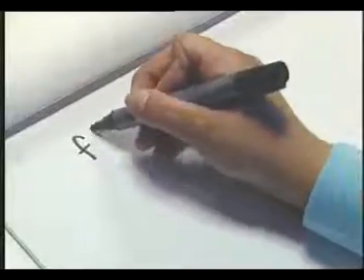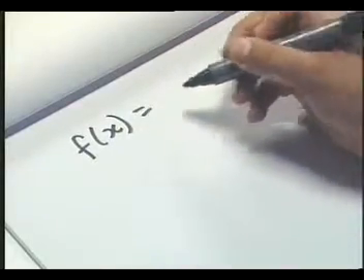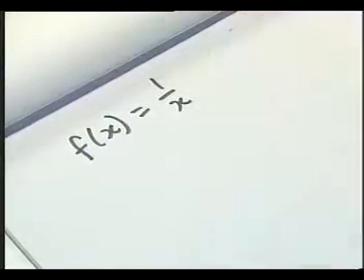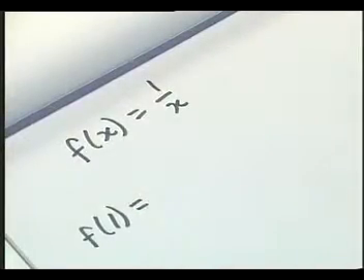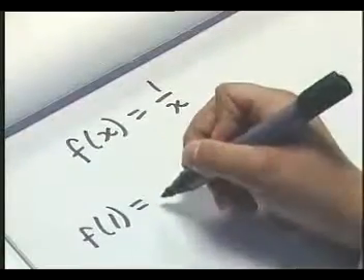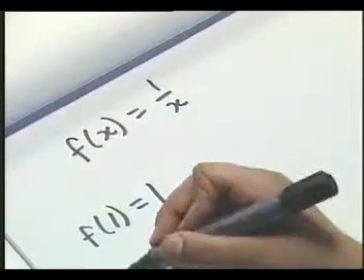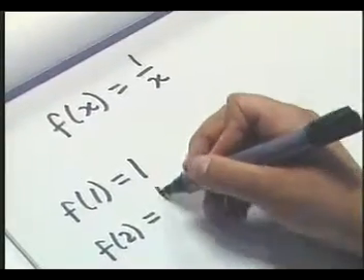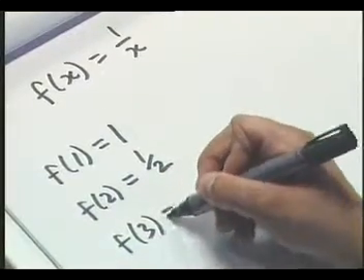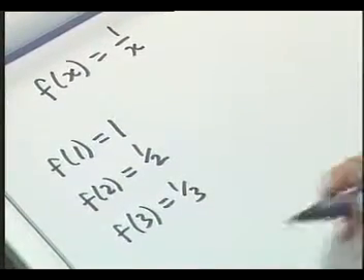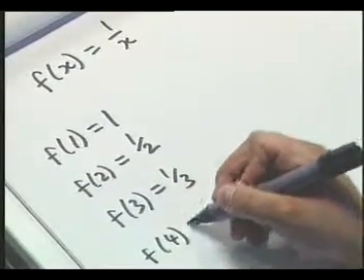So, for the next example, what would happen if we had a function f defined by f of x equals 1 over x? Well, as always, the first stage is to substitute in some values for the argument. So if I put f of 1, the argument is 1, so 1 divided by 1 just gives us 1. If I put f of 2, we just get 1/2. F of 3 gives us 1/3. And f of 4 will give us 1/4.